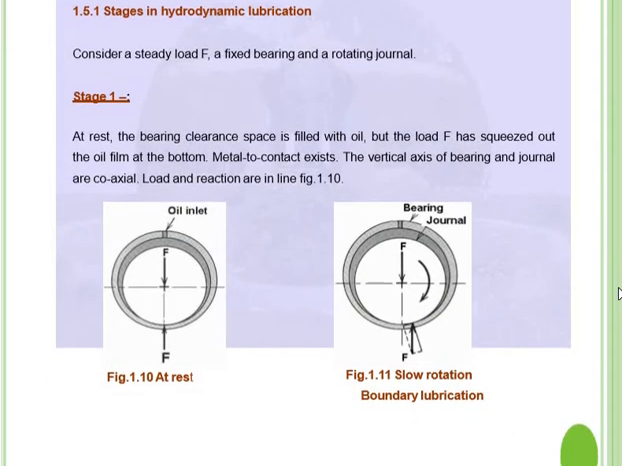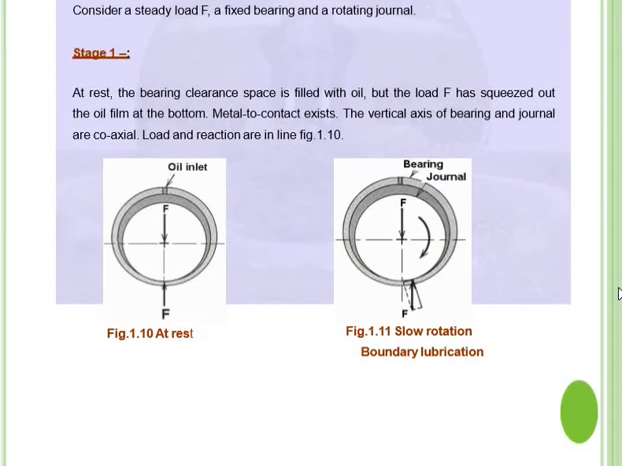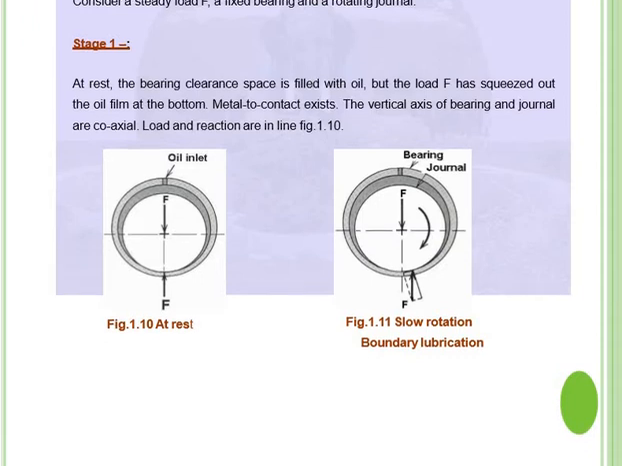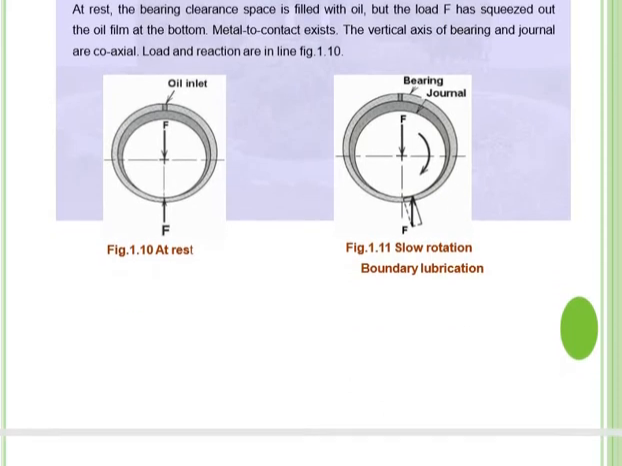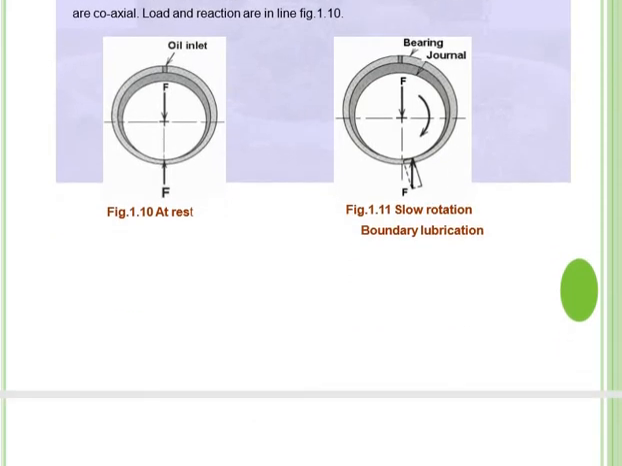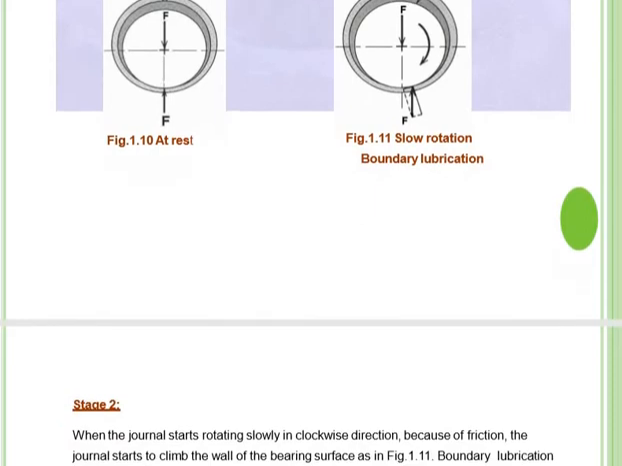Please observe the second figure carefully. Slow rotation, boundary lubrication. There is also a journal bearing and a journal, with eccentricity in between. Here also we are applying load, on the top side and outside. Please observe these two figures: one is at rest, and the other is slow rotation.